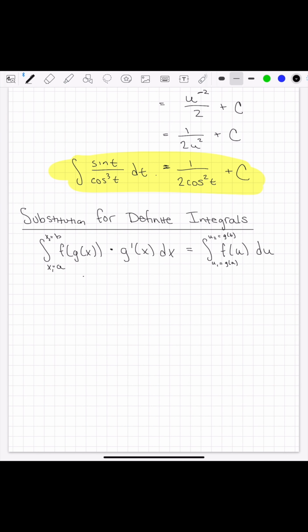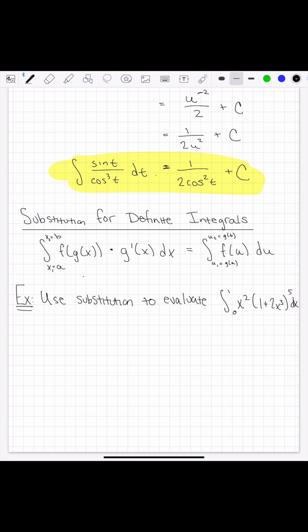So let's do an example. And I'll talk about later how you can avoid all of this. So use substitution to evaluate the integral from 0 to 1 of x squared times (1 plus 2x cubed) to the 5th dx.